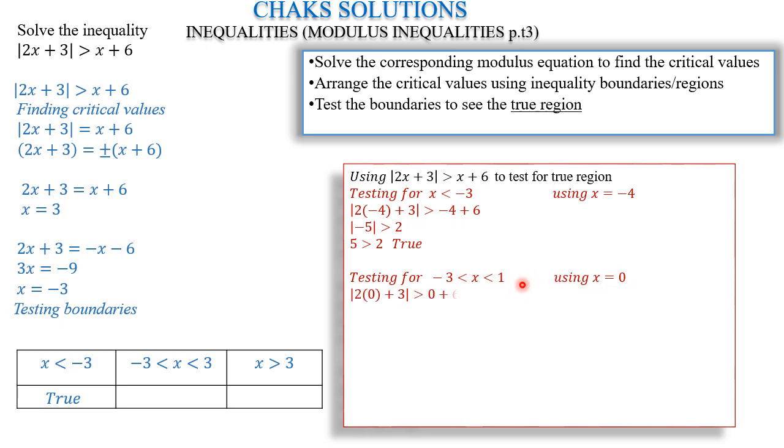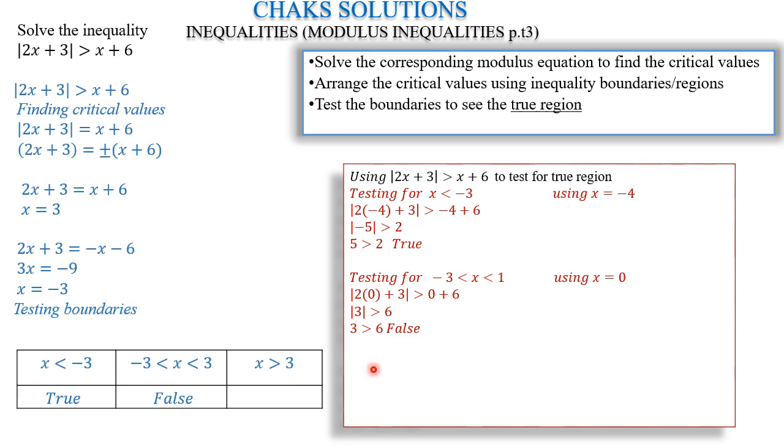So by using x equals 0, we are going to have modulus of 2 times 0 plus 3 greater than 0 plus 6 here. So we are going to have modulus of 3 greater than 6. So the absolute value of 3 here is 3. So 3 greater than 6 is false. 3 is not greater than 6. So it's a false statement here, which makes this region false. The middle region is now a false region.